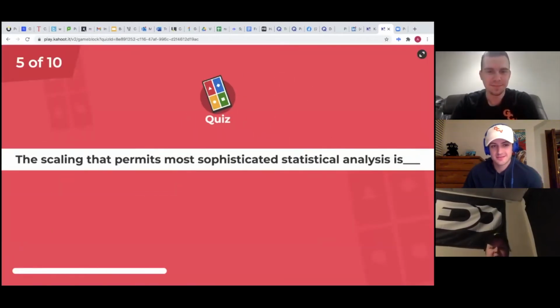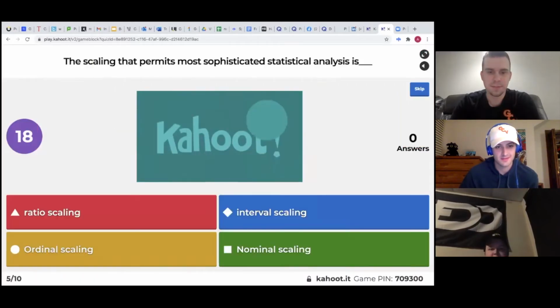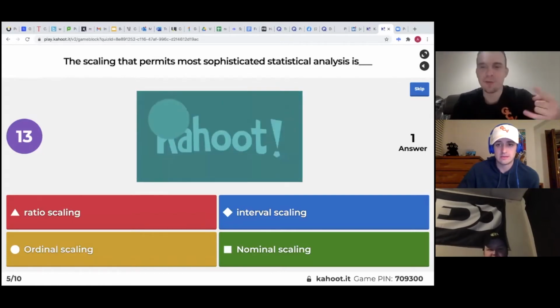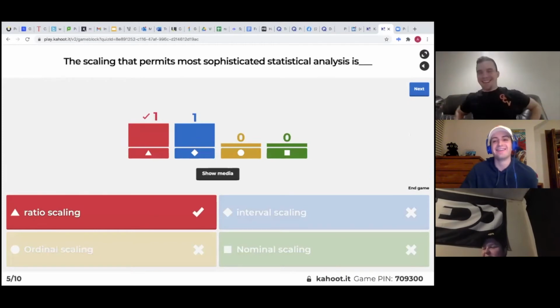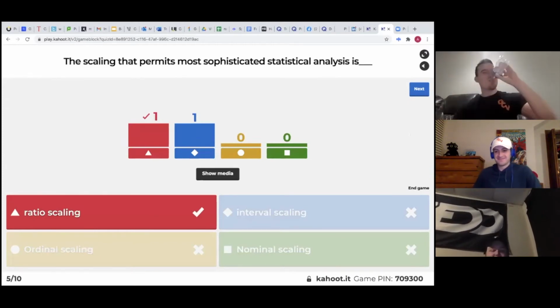The scaling that permits the most sophisticated statistical analysis is... You got ratioed. I knew somebody was going to pick ratio just because of the joke, getting ratioed.